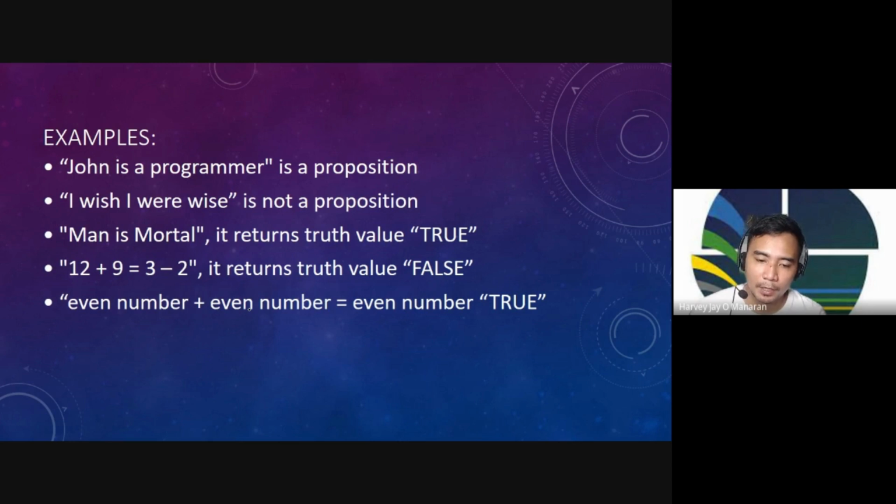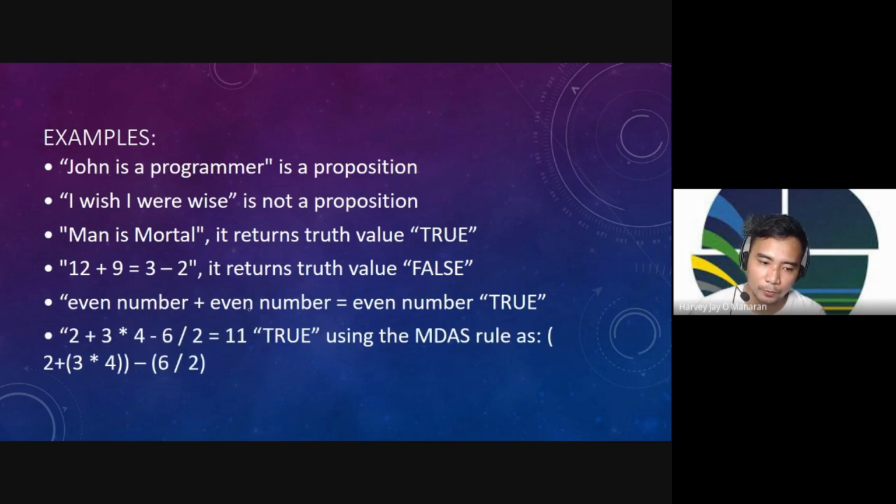Next example: even number plus even number equals even number. So it returns the value of true. Okay, so using the PEMDAS rule, 2 plus 3 times 4 minus 6 divided by 2, that is equal to 11.